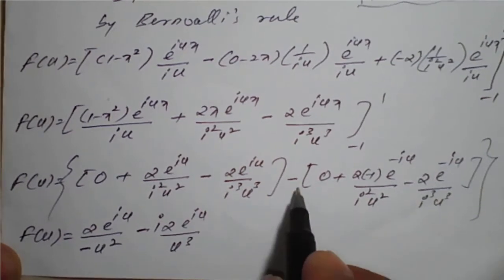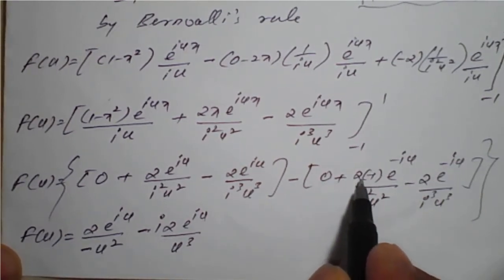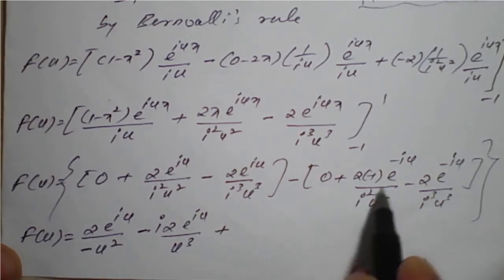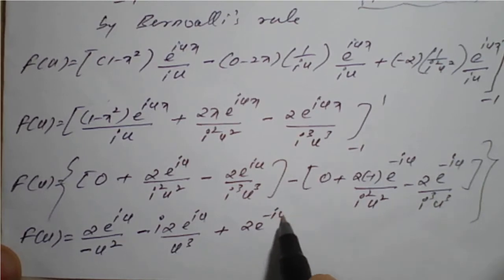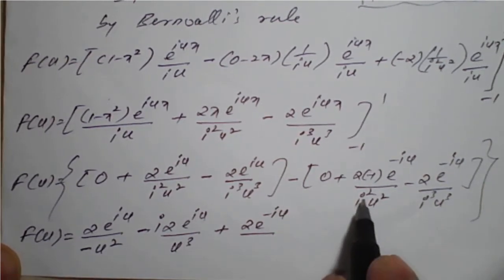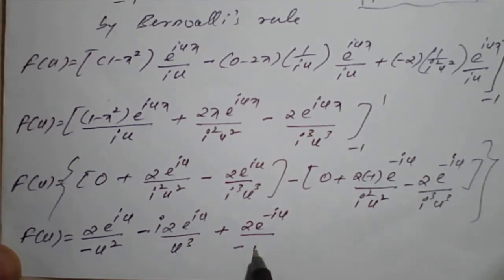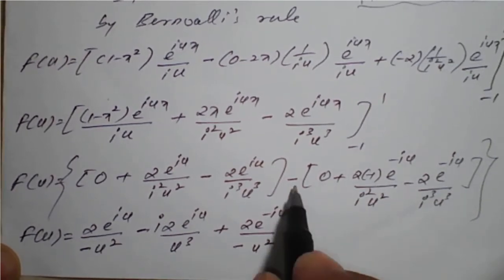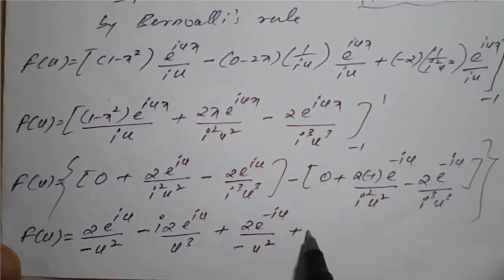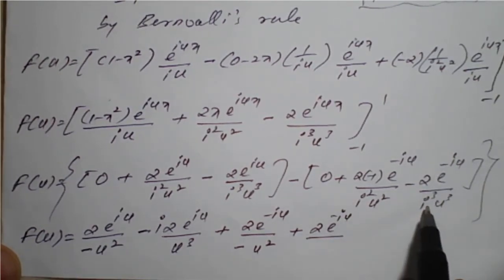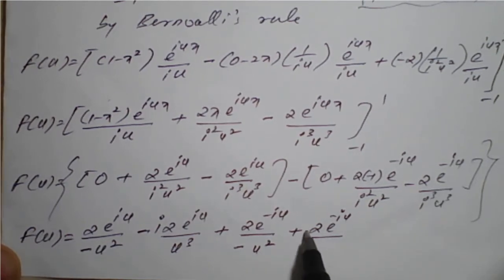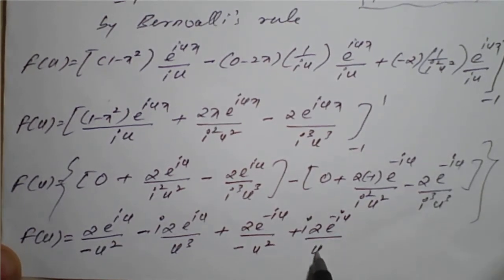u cube. Minus 2 into minus 1 is nothing but minus 2, that minus and this minus will become plus. So here it will be 2 e raised to minus iu divided by i square is nothing but minus u square, minus minus plus 2 e raised to minus iu divided by i cube is nothing but what, 1 upon i cube is nothing but what here, i divided by u cube.